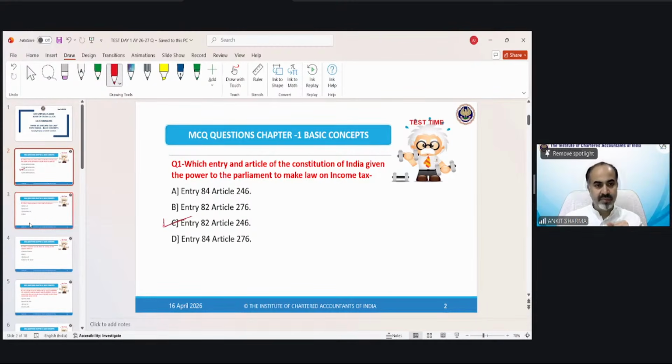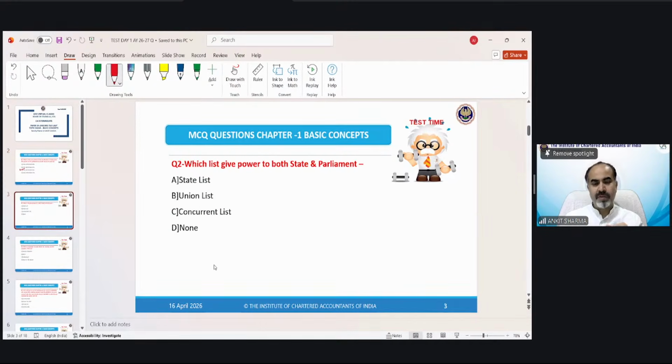Okay, well done. Next is, which list gives power to both state and parliament? Now let me tell you, when you give the answer of your MCQ, kindly write down the MCQ number. Because if somebody is sending me the answer late and the option is C or B, whatever you are writing, I would not be able to understand which question's answer you are sending. So please write down 2 and then C, or 3, C, B, whatever it is.